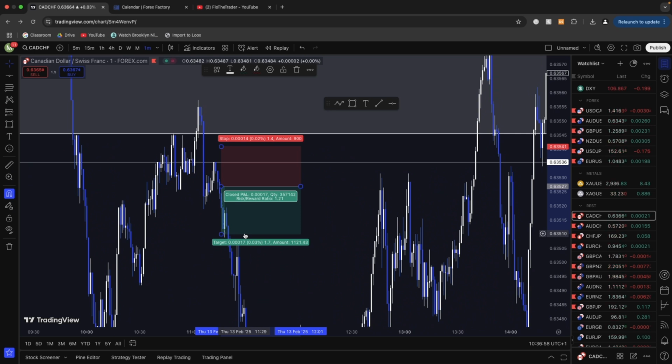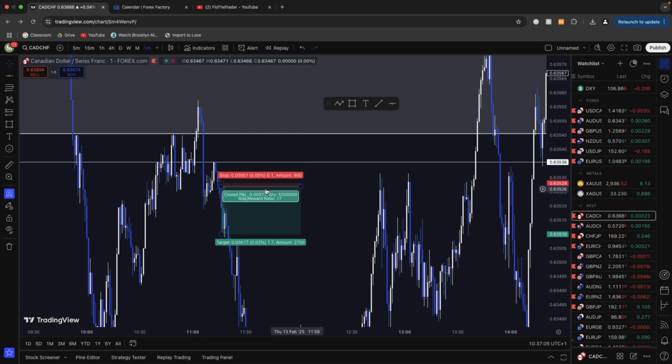The reason I take partials is if the market reverses at this point. This is when I take a partial, and it's when I go break even as well.